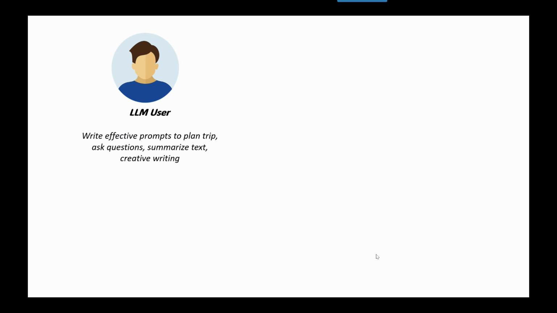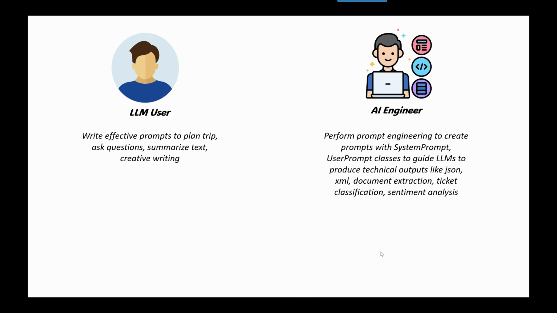On the other side, as an AI engineer, you would do effective prompt engineering to create prompts using specialized classes in Python called system prompt and user prompt classes, where you will set the context to the LLM and then provide a specific prompt to get the desired output. These classes will help the LLM to understand what my input and output are and produce technical outputs like JSON, XML, and the use cases could be for document extraction, ticket classification, or sentiment analysis.